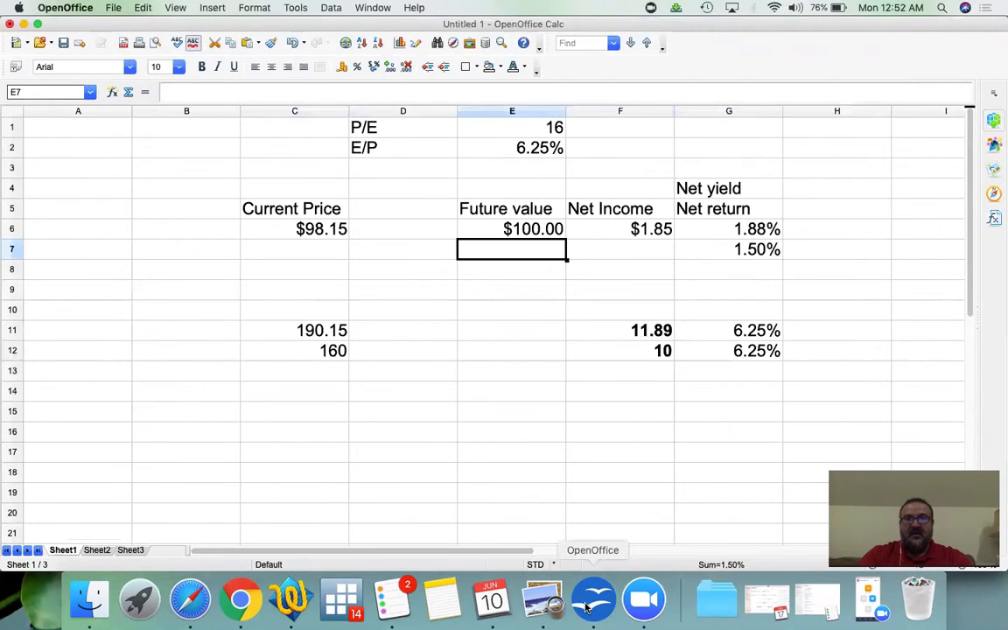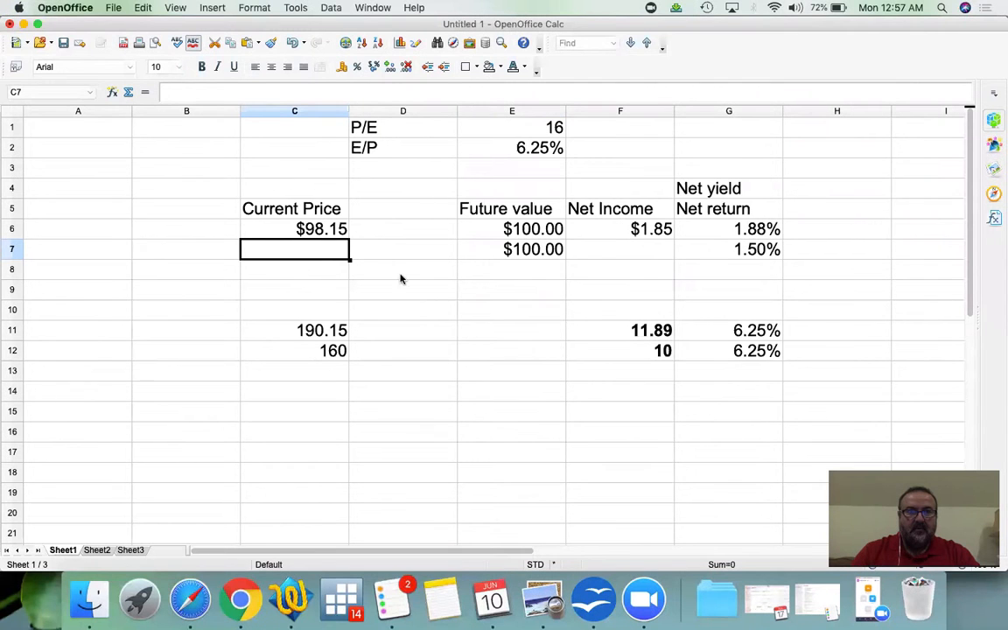right? In which case, based on the future value of $100, so based on the $100 future value, the current price will be the future value divided by 1 plus the net return, and that's going to be 98.52. So by paying 98.52, we will earn a net yield of 150. So our net income will be 148.